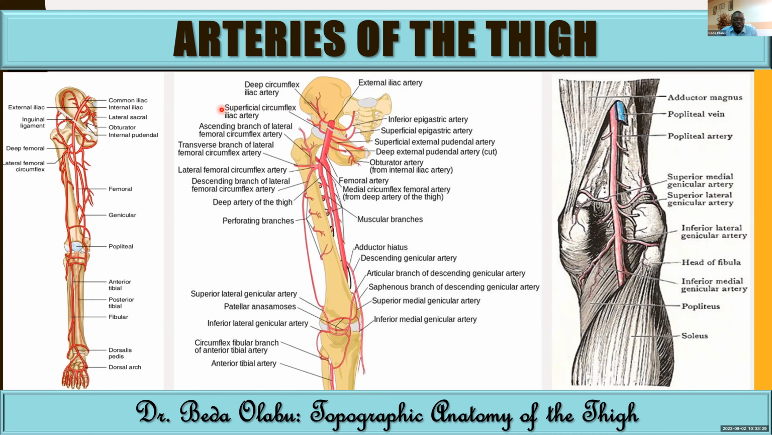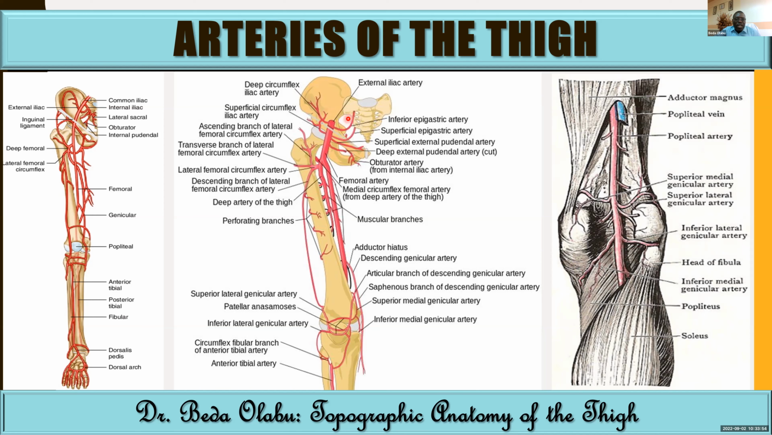There are four that I've mentioned for you: superficial circumflex iliac, superficial external pudendal, deep external pudendal, and superficial epigastric. They are given from the common femoral artery. Where they go is suggested by their names actually, so no big deal.